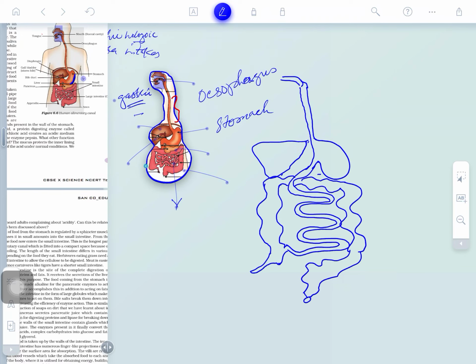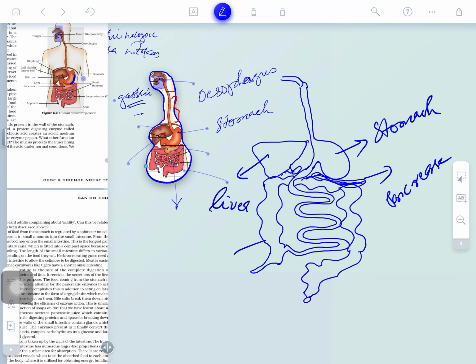Now this is your liver, and the liver secretion will come into the gallbladder. Here between them you will get the pancreas. Give the name pancreas. This is the stomach, and this is the liver. This is the large intestine, and this is the small intestine. This is the esophagus.